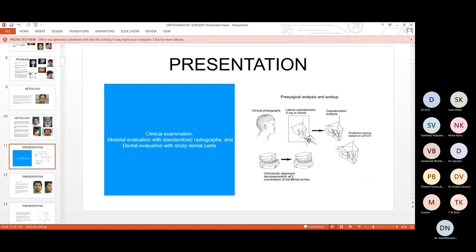So orthodontic alignment, decompensation, and coordination of the dental arches are extremely important steps when you plan to do these orthognathic surgeries.